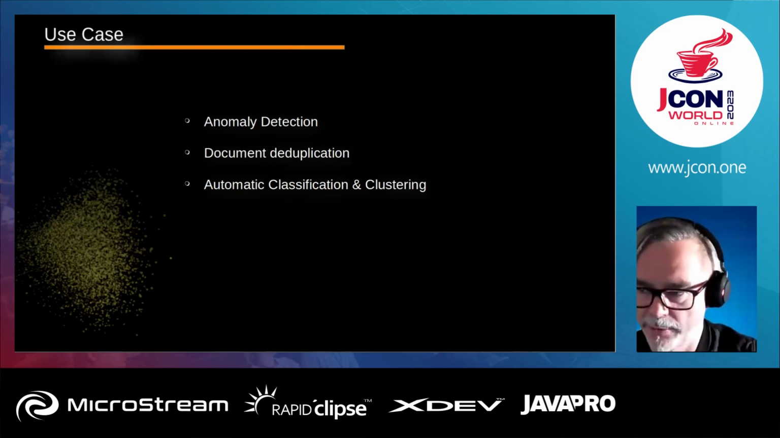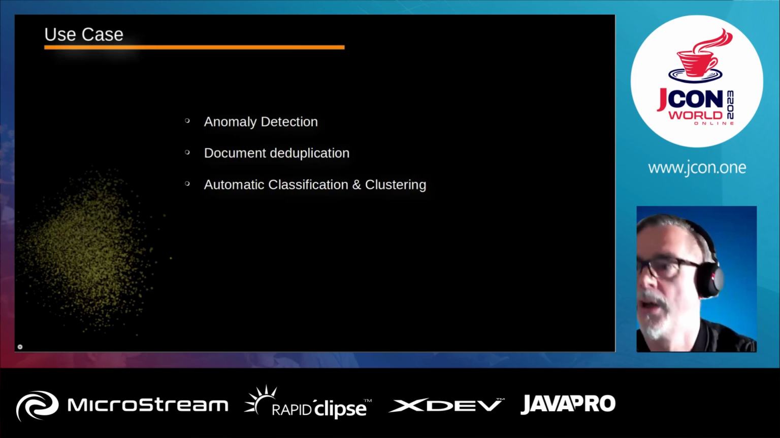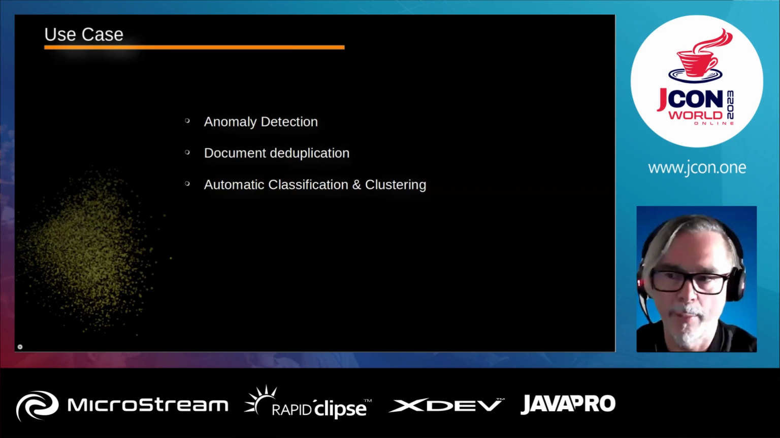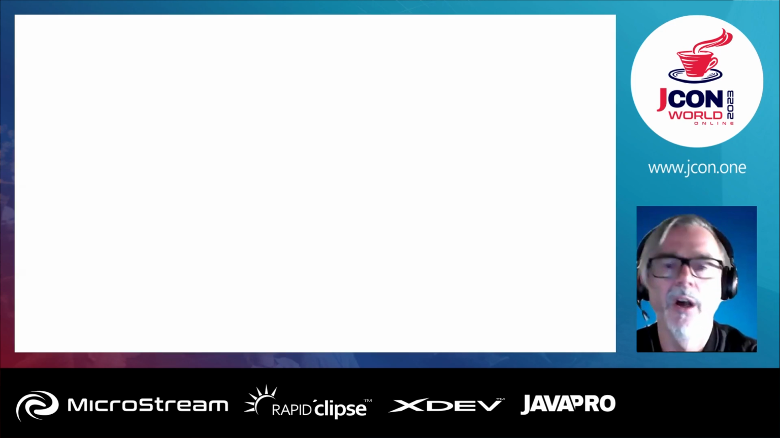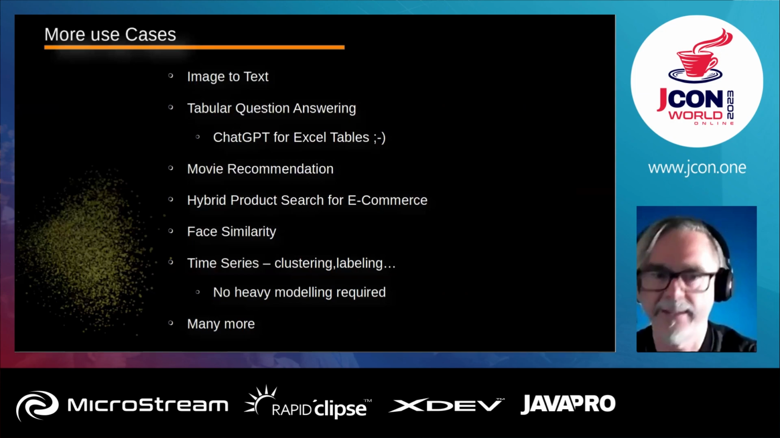Document upload and document, we talked about this. Automatic classification and clustering as well. You are not limited to knowing upfront how many classifications you have. You can change it on the fly. You can use it for massive classification. Image to text is in the use cases.